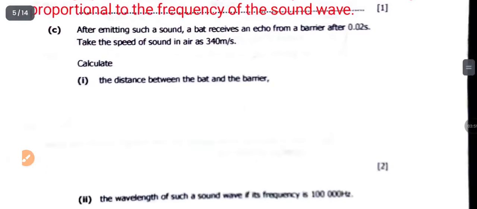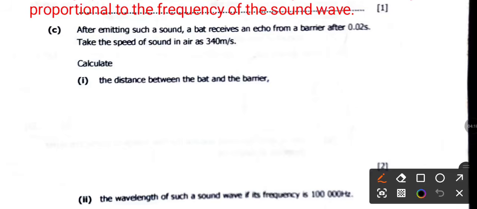Question C. After emitting such a sound, a bird receives an echo from a barrier after 0.02 seconds. Take the speed of sound in air as 340 meters per second. Calculate the distance between the bird and the barrier.